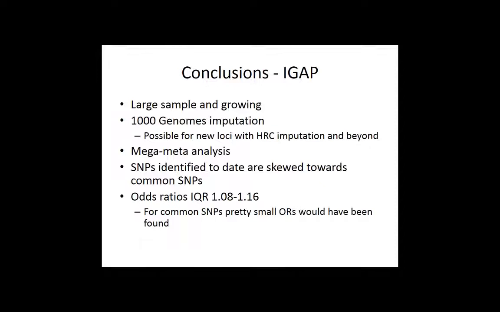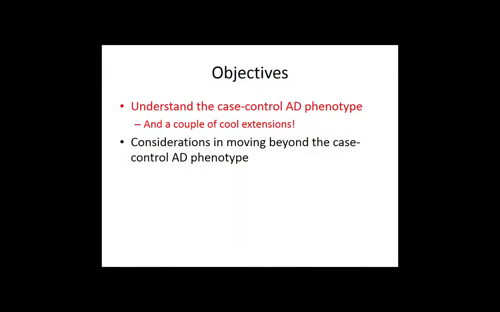It was described as a mega meta-analysis. We have to make up new terms for networks of networks. And the SNPs identified to date are really skewed towards common SNPs with relatively small odds ratios. And I think there's an important negative. If there was a common SNP that had even a modest odds ratio, we would have seen it, because it's a really big sample. And it's not yet a huge sample. It will become huge, I'm sure, with the funding initiatives that are ongoing.